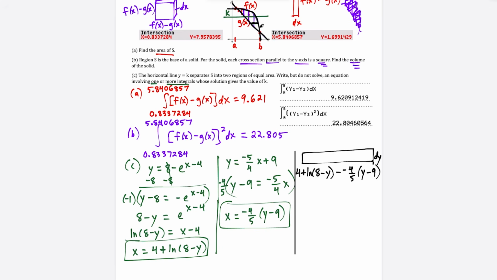But now one thing to be mindful of is we have to think, where does this region start and where does it stop? So we're going to have to go with this y coordinate over here. You see how we have y equals 1.6991429? We're going to go with this y value, and we're going to go up to the line y equals k.